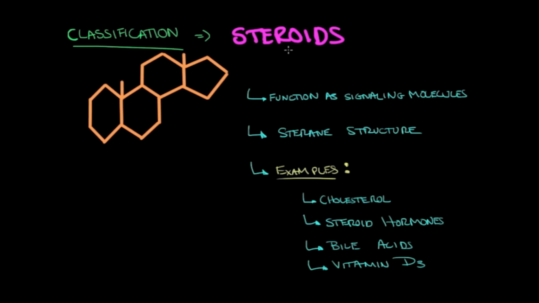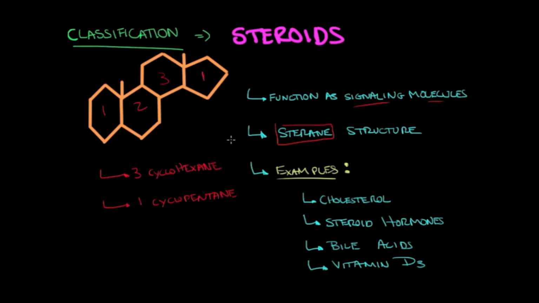Now let's talk about steroids. Steroids are definitely lipids, and they function as signaling molecules in your cells. And I have a basic structure of a steroid, which is the sterin structure. They have this common structure. A sterin structure is comprised of 3 cyclohexanes, meaning 3 6-carbon rings. So 1, 2, and 3, 6-carbon rings. And 1 cyclopentane, meaning 1 5-carbon ring. And this is my 1, so I'm going to put 1 cyclopentane with 5 carbons, so a 5-carbon ring.